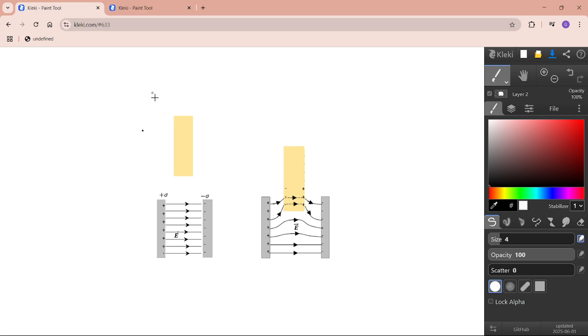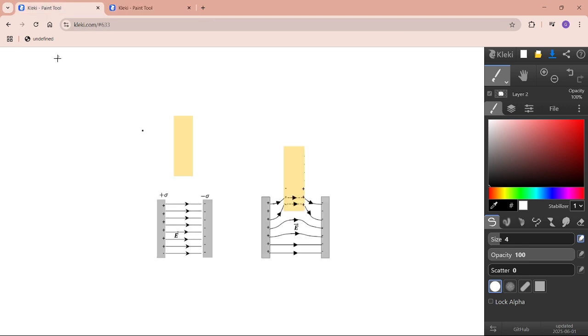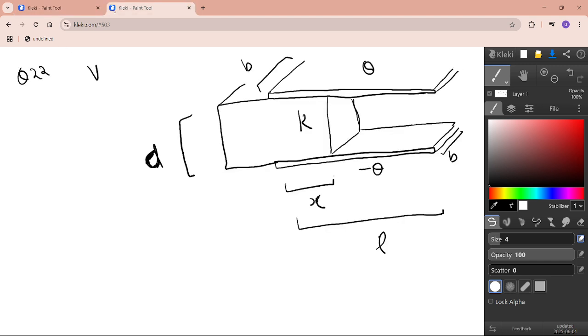The plates are large, but this is just an approximation. The field lines will vary, something like this. And so it will feel some kind of an attractive or repulsive force, depending. I think it should be attractive only. It cannot be repulsive. But wait, let me see.